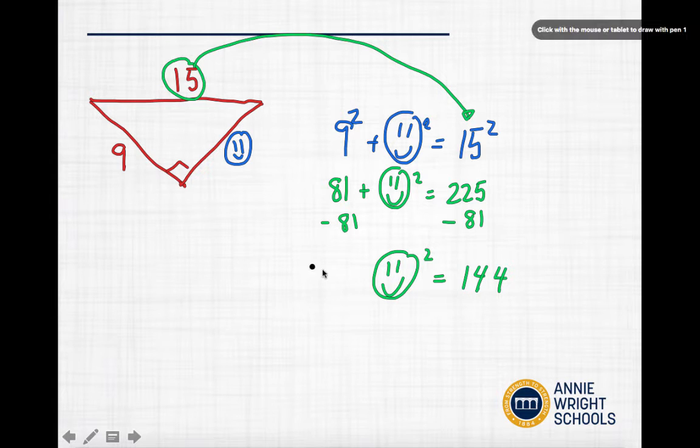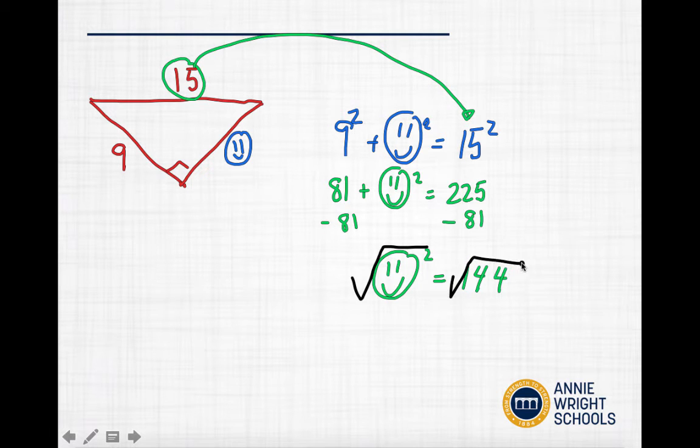Now, take the square root of both sides. The square root of something squared is just that thing. That's why we want to use the square root. It undoes the squaring. They're inverse operations like we've talked about before. And then the square root of 144 we know is 12.